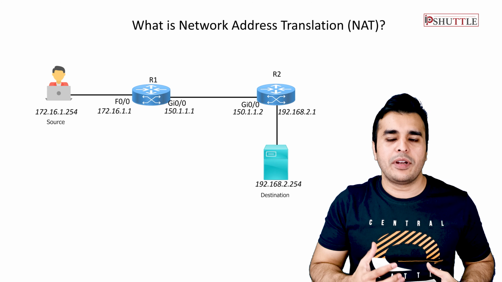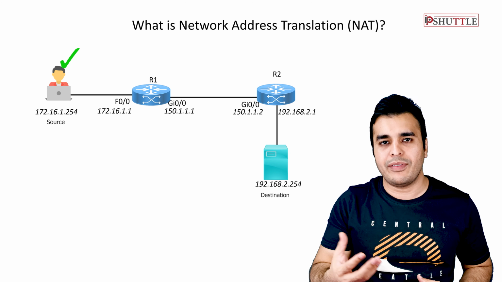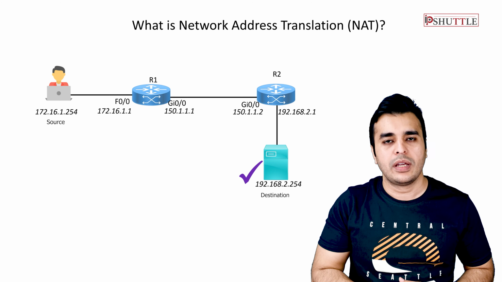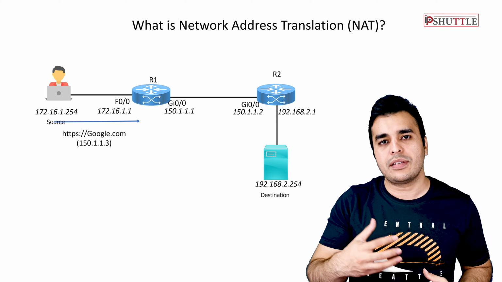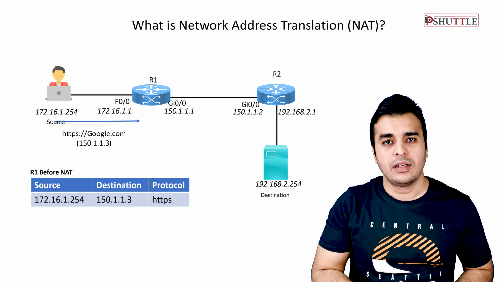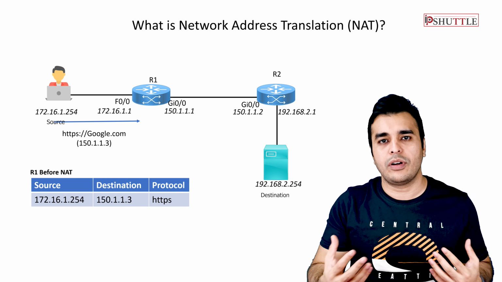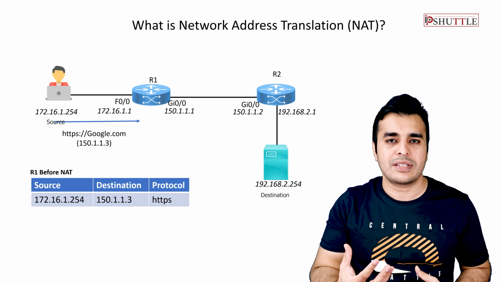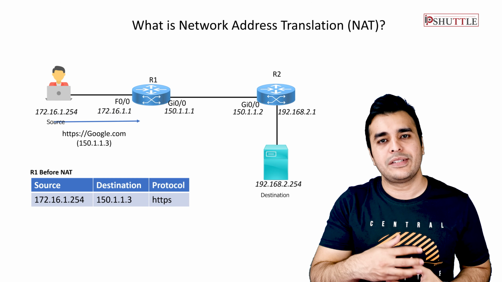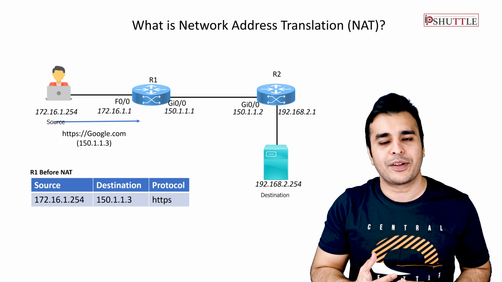Let's take an example of NAT. In this example, we have the user and we have a web server where a website is running, for example, google.com. The user tries to reach google.com, which is available on a public address, but you are on the inside of your network. Your IP address, let's say 172.16.1.254. It's a private range. You cannot route it over the internet because everyone will be using it all across the world.